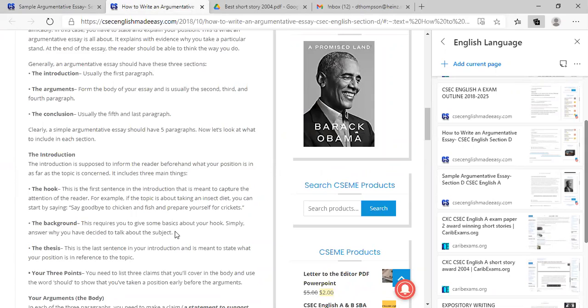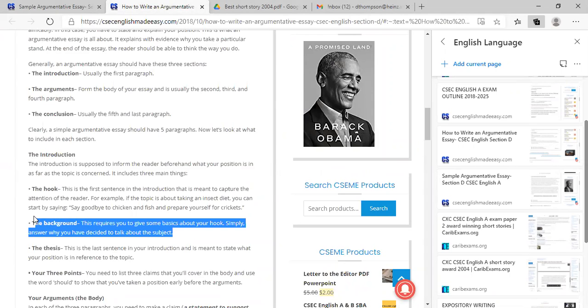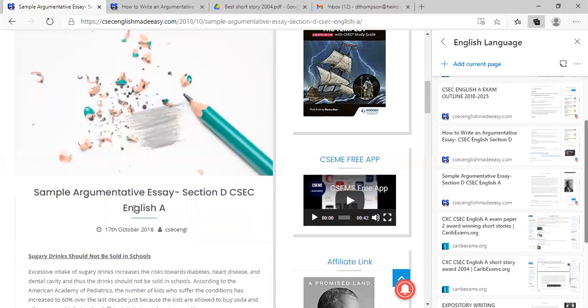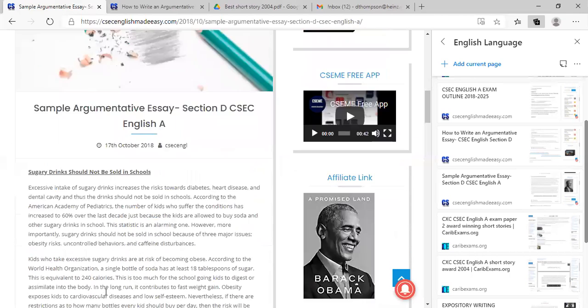This requires you to give some basics about your hook. Simply answer why you have decided to talk about the subject in its entirety. Let me give you one example first. According to the American Academy of Pediatrics, the number of kids who suffer the condition has increased by 60% over the last decade. That's astronomical, right?